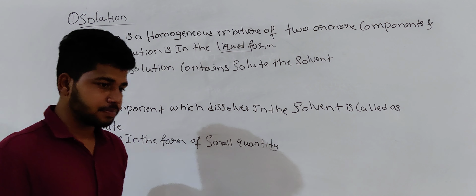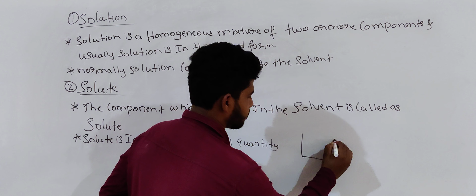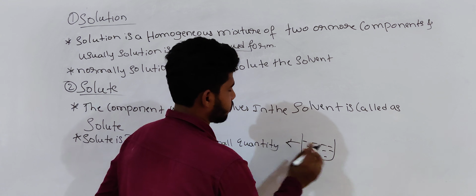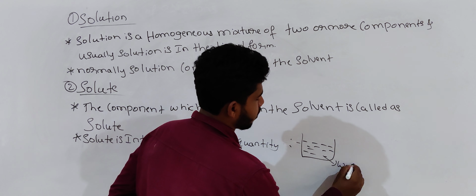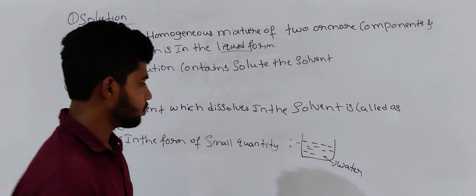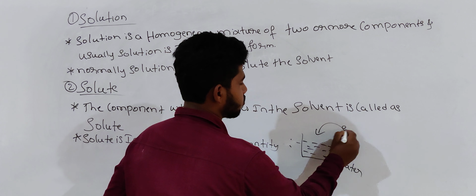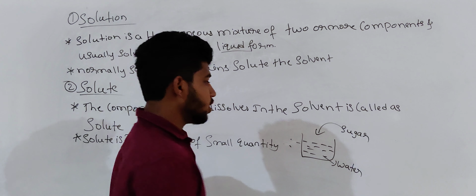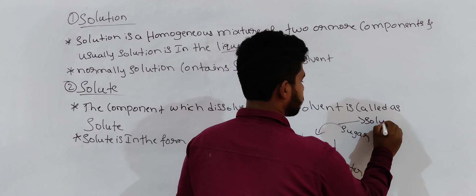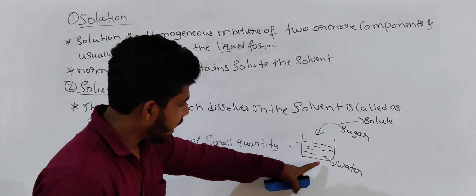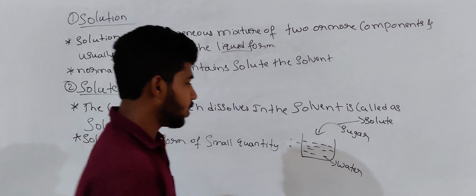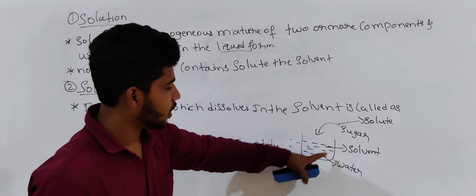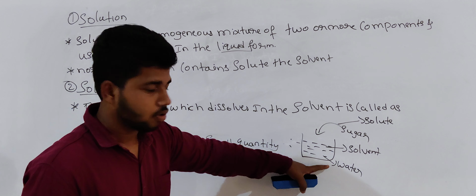Take one small example. One beaker is filled with water, and you add sugar. Here sugar is called the solute. And the water which is in the container is called the solvent.